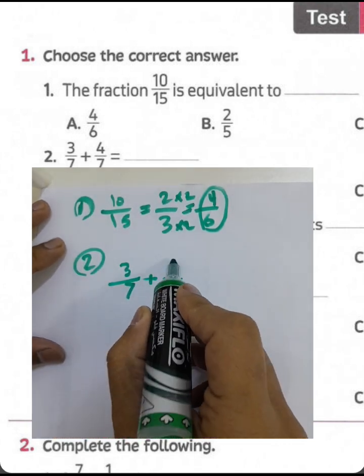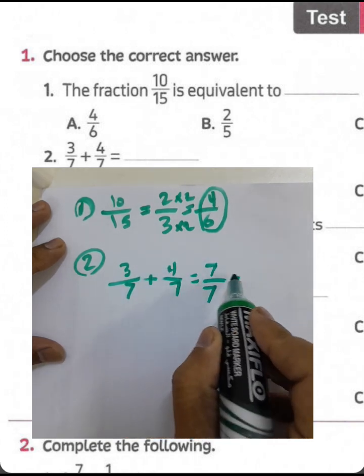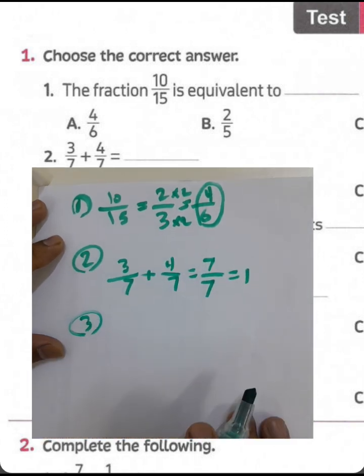3 over 7 plus 4 over 7, we can add them. Write 7 in the denominator. 3 plus 4 equals 7. 7 divided by 7 equals 1.